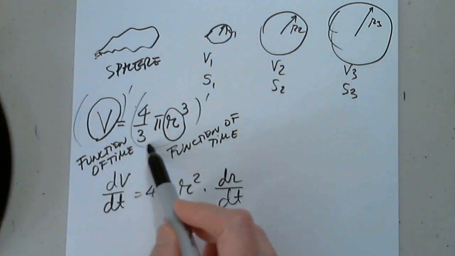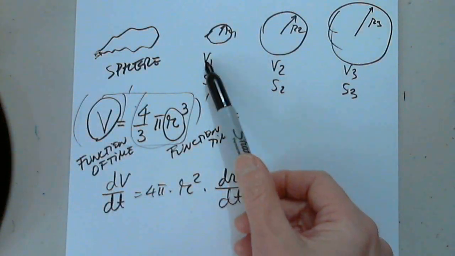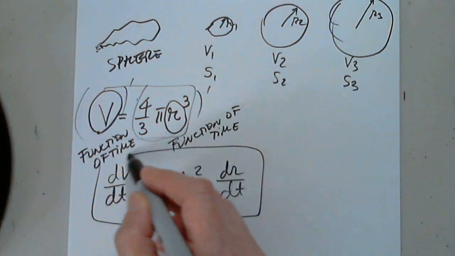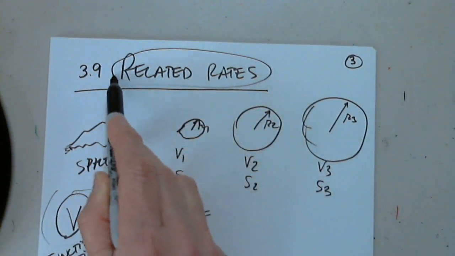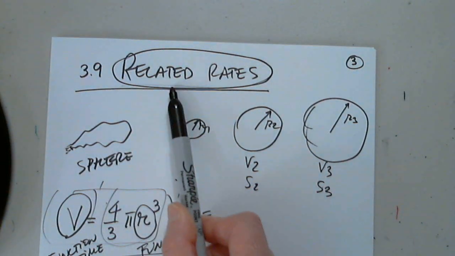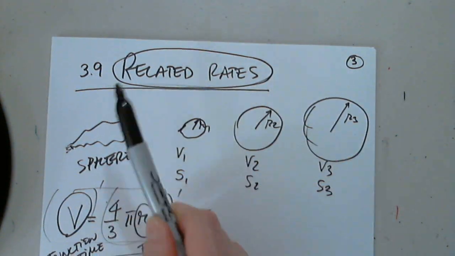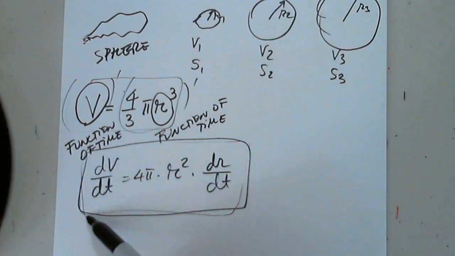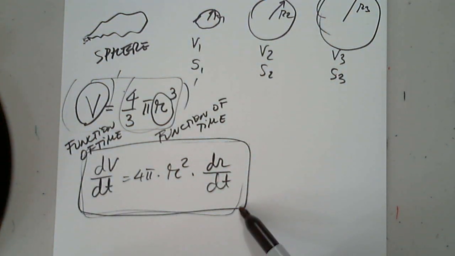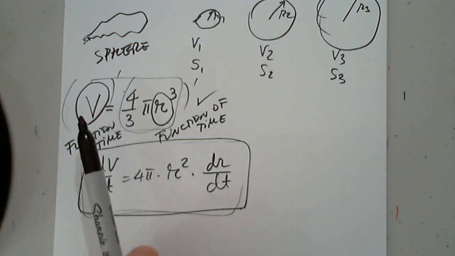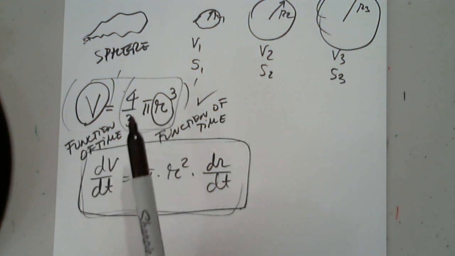So we had initially an equation consisting of these variables. But now when we differentiated both sides, we got an equation that consists of derivatives, rates, derivatives that are related through this equation. That's the idea of related rates. It's another application of differentiation. So this is given to us from geometry. But now we know that the volume changes with time, the radius changes with time.